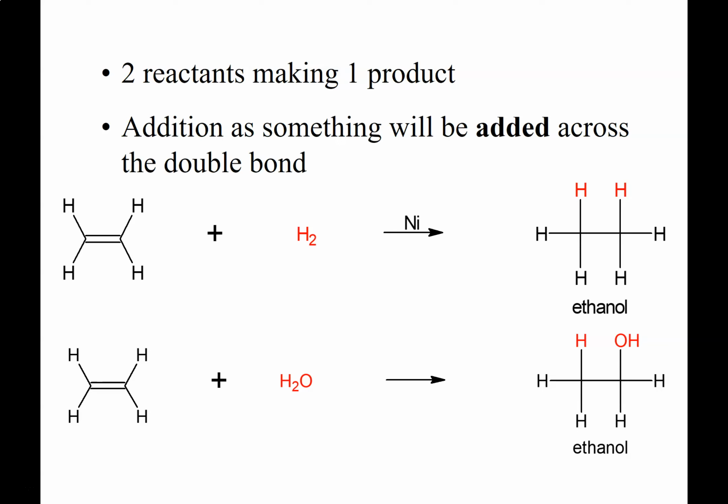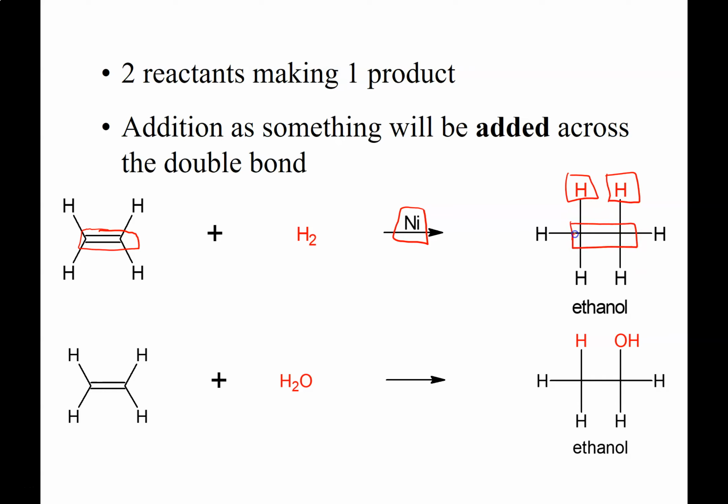The addition will be added across the double bond. So you see here, you're starting with C2H4, an alkene. You're adding H2 to it, in the presence of a nickel catalyst. And you see the two hydrogens are added on, and that removes the double bond. So there's no double bond in this C2H6 over here in your alkane.